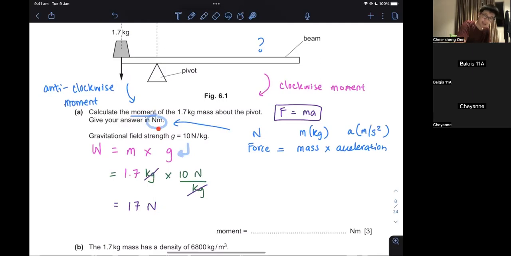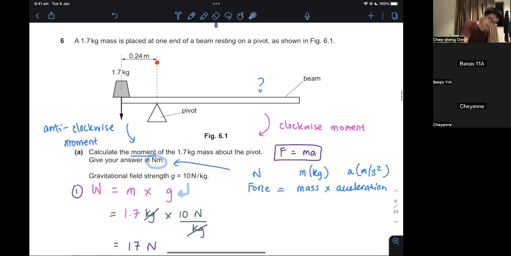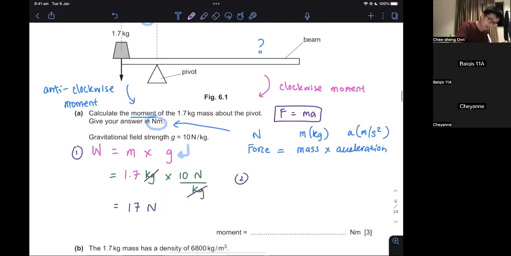You want the final thing to be in Newton meter. Newton meter means Newton multiplied by meter. I have already obtained Newton. So how do I get Newton multiplied by meter? That is why I need the distance from the pivot. This is in meter. So how in the world do I get moment, which is Newton meter? So this is moment. Look at the unit.